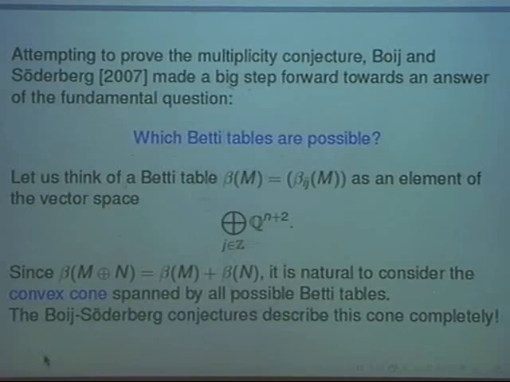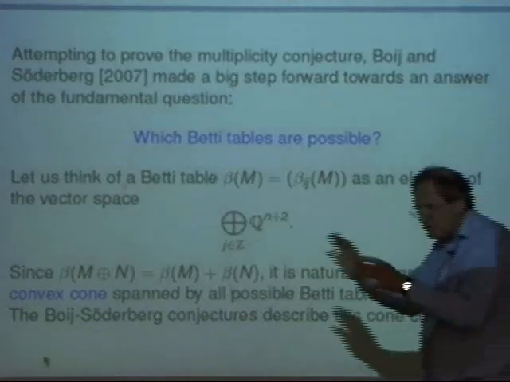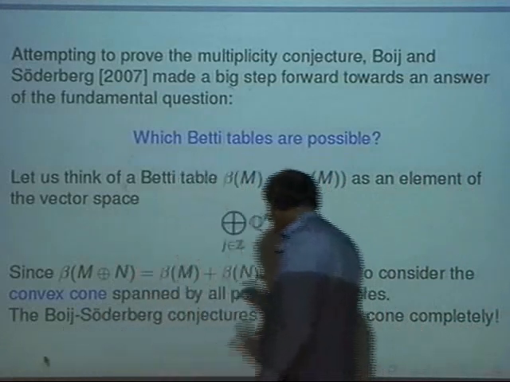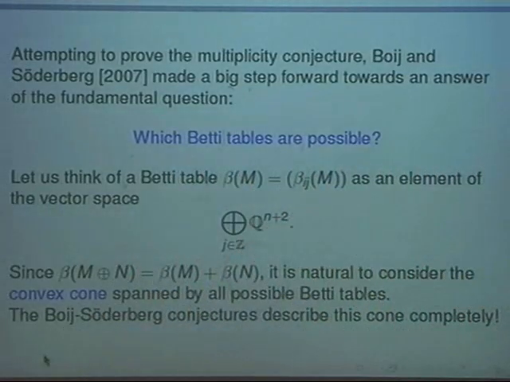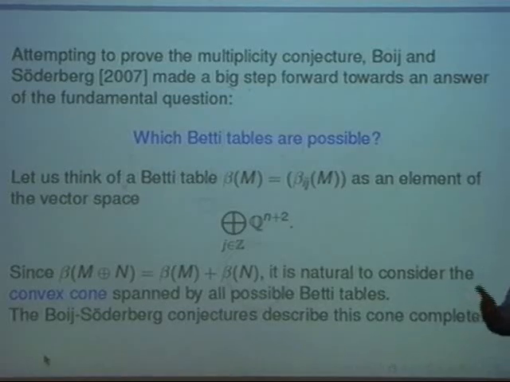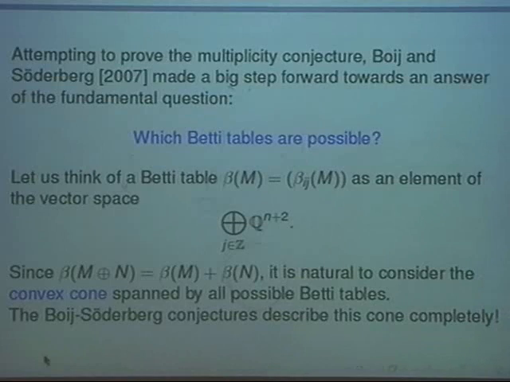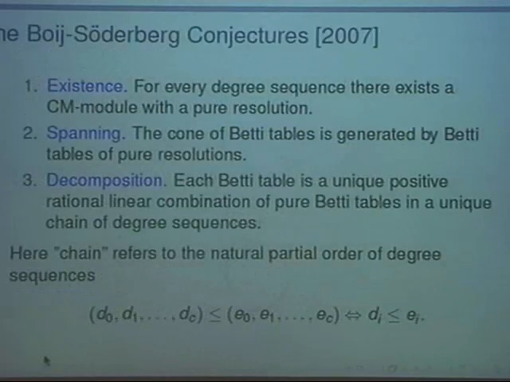So up to a multiple, we just have this rational cone. We don't know which integral points in the cone actually belong to actual modules, but in some sense we know all kinds of inequalities between possible Betti tables, sums of linear inequalities between sums of Betti numbers. So here's a description of their conjecture.